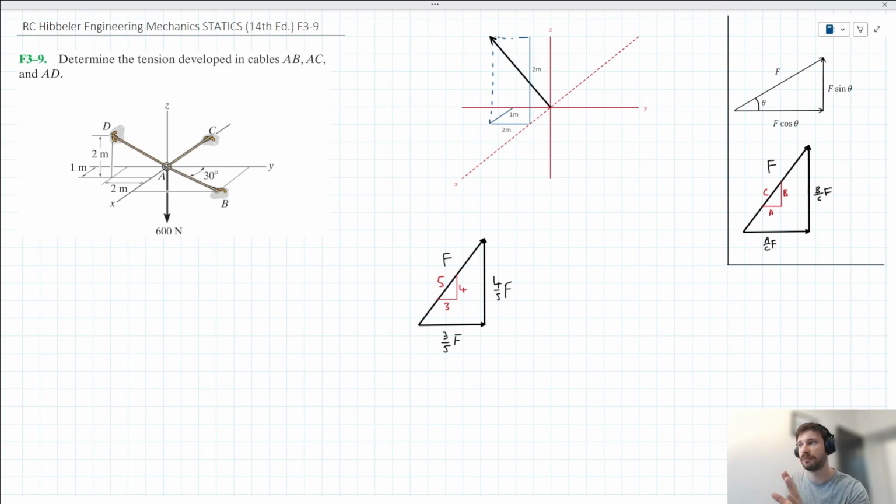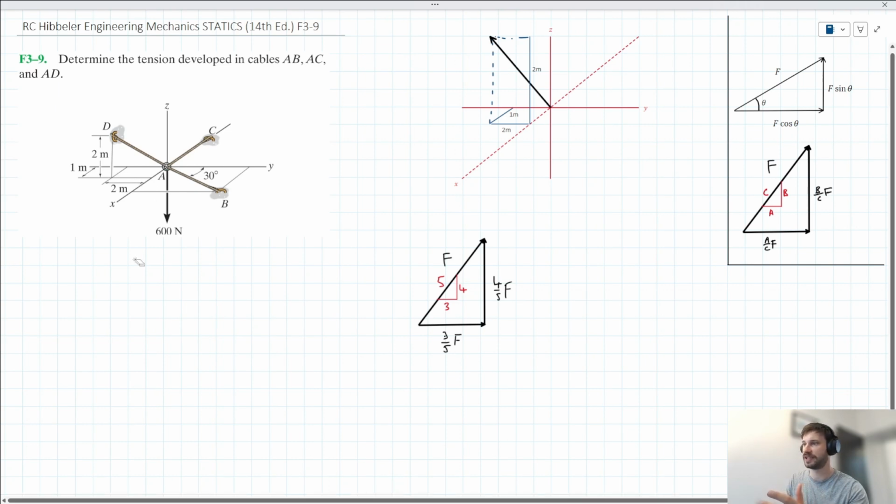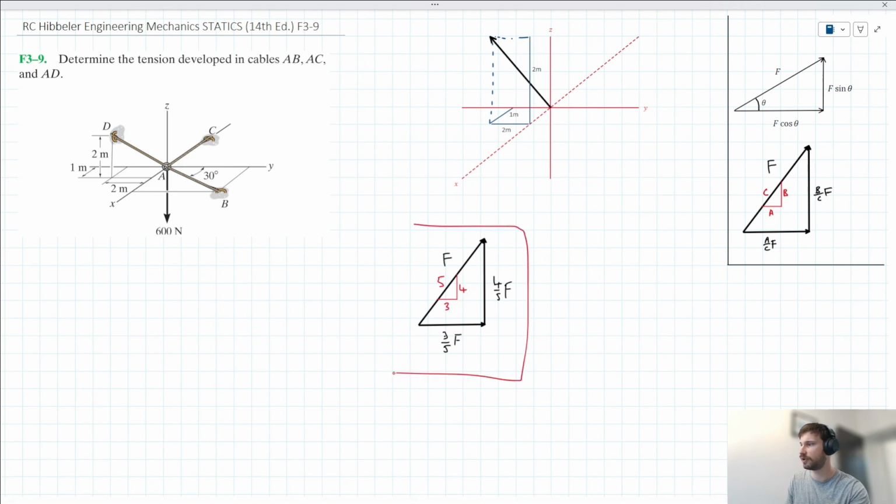Now, I am drawn to the tension in AD, because that is the only force we have here working in all three dimensions. It's got an X component, a Y component, and a Z component. What's interesting about this is that it's almost like we're working with a three-dimensional version of the 3-4-5 triangle idea, which I'm assuming you have come across before.